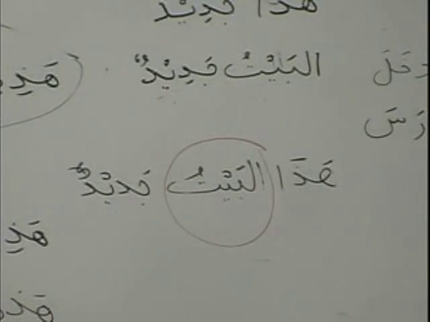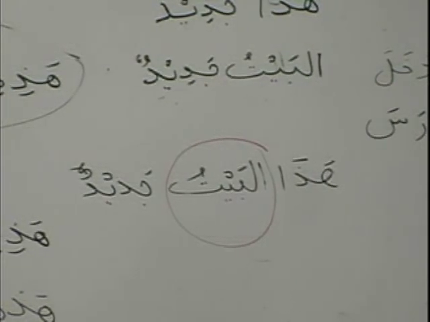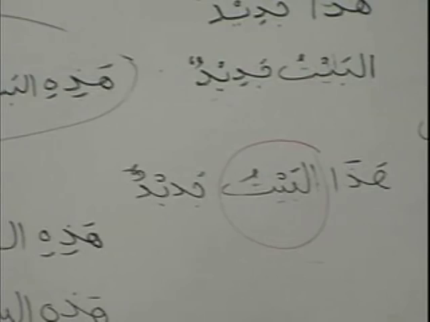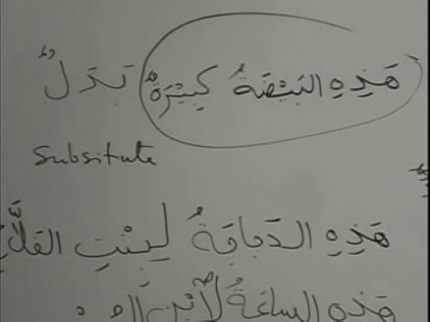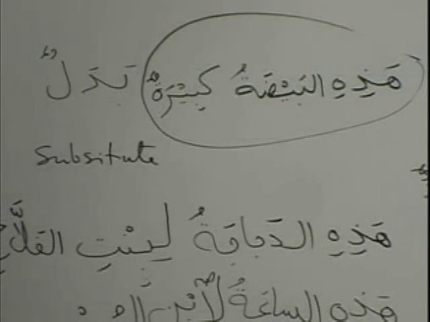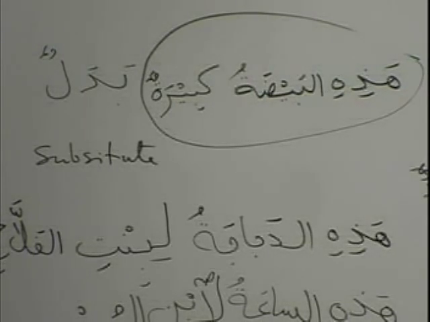هَذِهِ الدَّجَاجَةُ لِبِنْتِ الْفَلَّاحِ. This chicken is for the farmer's daughter. Al-fallah is the farmer. Binti is the daughter. How do I analyze, brother? Hadhihi mubtada. Ad-dajajatu badal. Now I have to look for the khabar. The khabar is not one word. Khabar is jar majrur. So what is li? Harf jar. Harf jar needs an ism majrur next to it. So what is binti? Ism majrur. And now there is something more after binti, so it is mudaf, mudaf ilayhi.